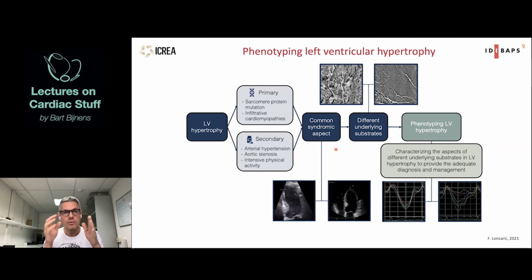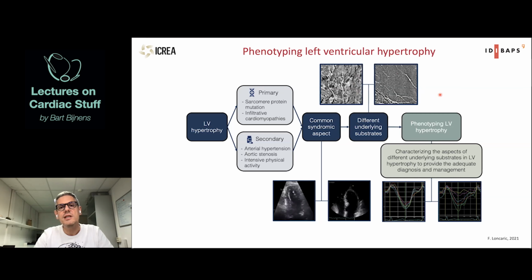But if you have a patient where it's a little bit thickened and it's mainly the basal septum, then of course it becomes much more difficult to look at. So then we need to find ways to understand why these hearts look a certain way, and find ways to make this diagnosis, especially imaging ways to look at that.